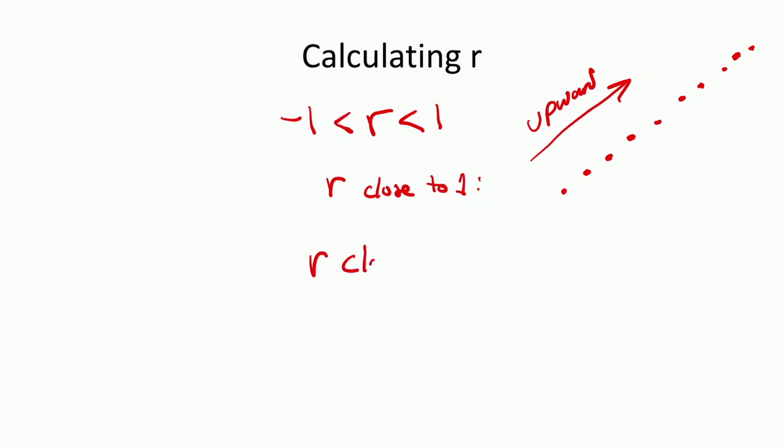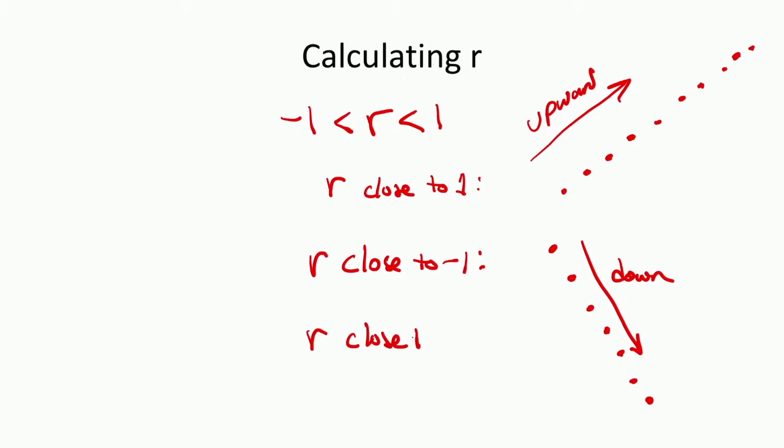When R is close to -1, I think you can probably guess what's going to happen here. You're going to be trending downward, and you're going to be very close to a straight line. So notice that those dots go down, very close to a straight line. Now, what if R is close to 0? It means that the dots are just scattered randomly around. There is no relationship between the two. So if you have something scattered all over the place, it just means that you have no correlation.